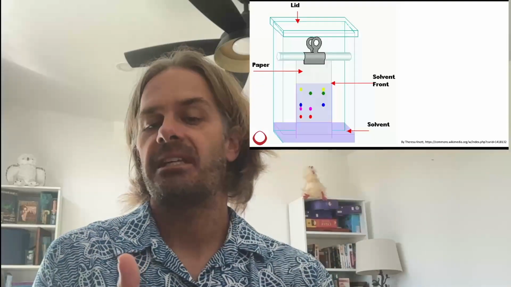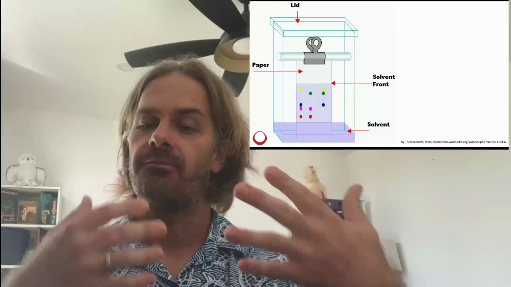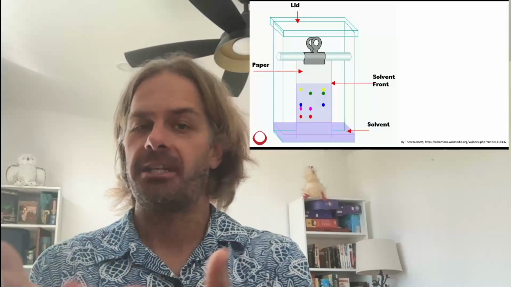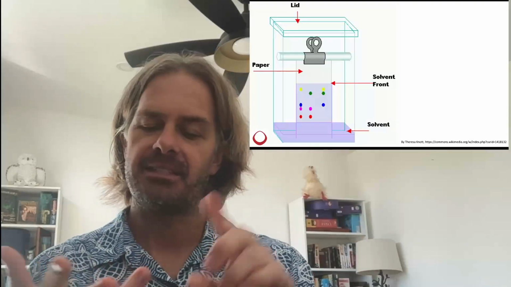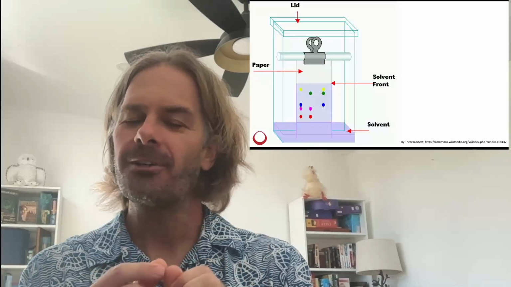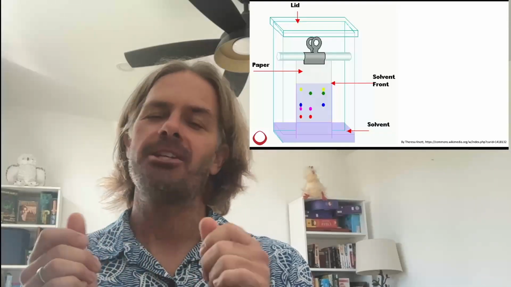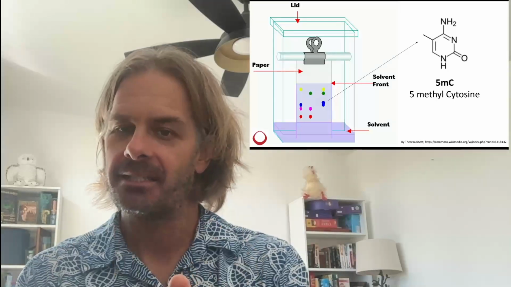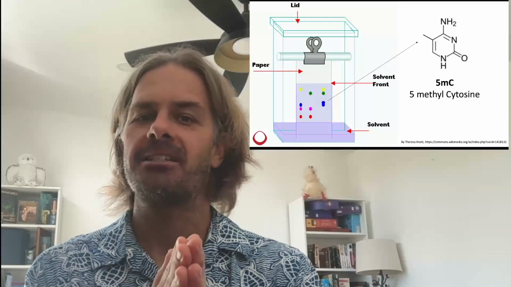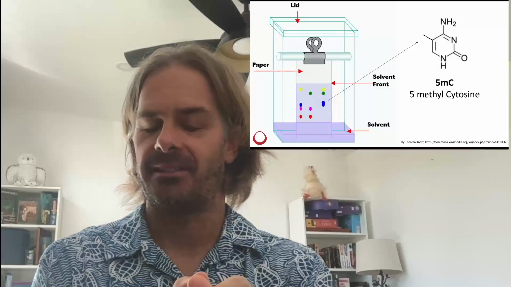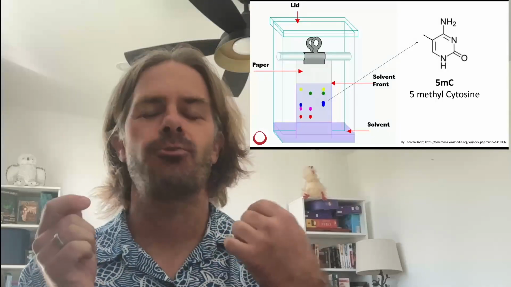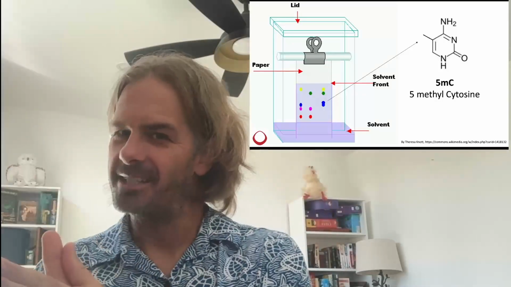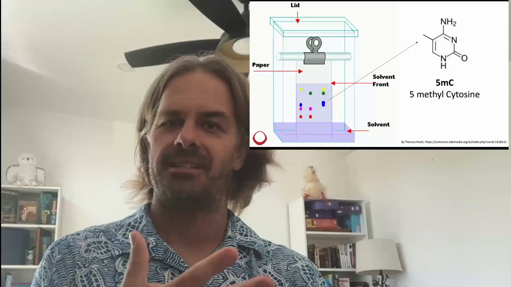When he was doing this, he was expecting to see 4 spots on the paper chromatography that corresponded to the 4 bases in DNA: A, C, G, and T. However, when he ran his experiment over and over, he kept seeing a 5th spot. Now, this 5th spot was directly above cytosine. It was faint, it was reproducible, it was there, it couldn't be dismissed. So it was cytosine, but it wasn't cytosine.